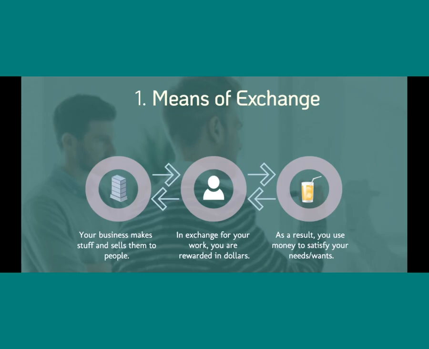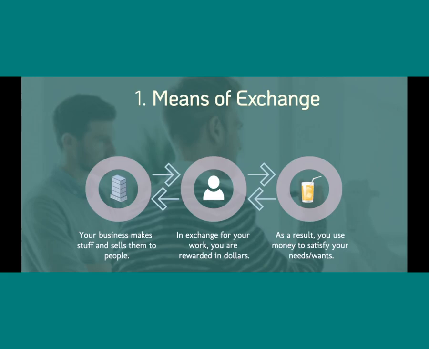So in one example I want to give, let's say you work for a business and that business makes things and sells them to the public. Now in exchange for the work that you do, you are rewarded with a monthly salary. And then once you get paid with dollars, you go ahead and use that to exchange it for the things that you need or the things that you want.